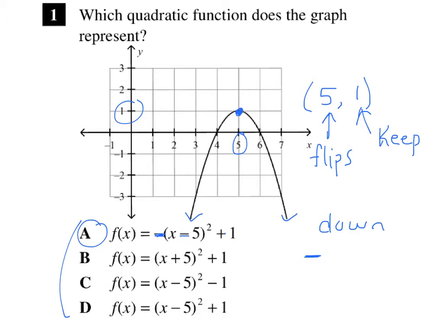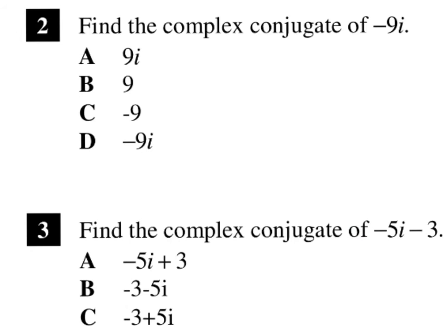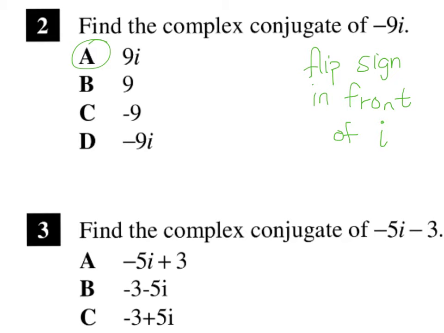To find the complex conjugate, all you have to do is flip the sign in front of the imaginary part of the i. So we have negative 9i, we just need to flip it to positive 9i, so that'd be choice A.